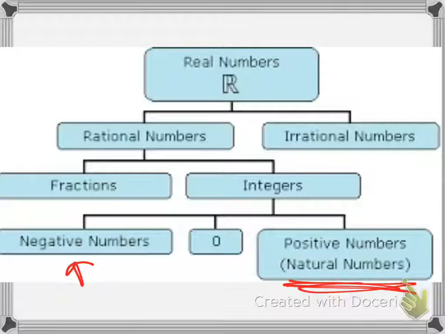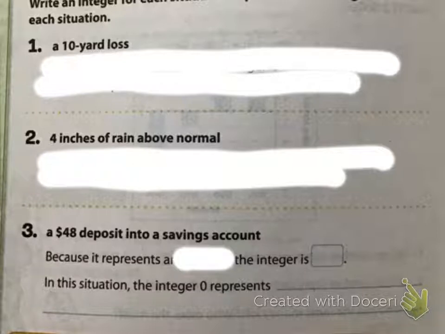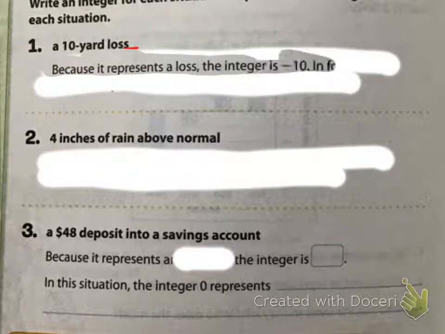How about this? Quiet. So, let's think about this. We're going to write an integer and then explain each situation. We're going to explain the meaning of 0. So, Andrew, a 10-yard loss in football. What integer would we use for that? If we lose something, it's negative. So a 10-yard loss, because it represents a loss, the integer is -10.